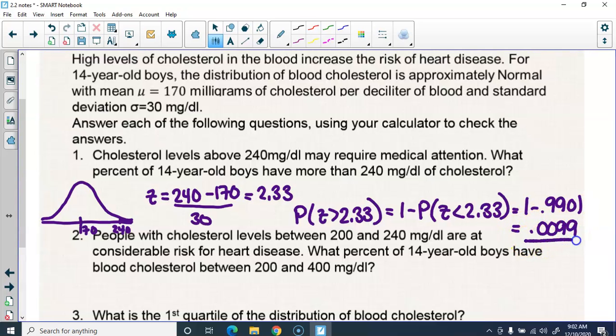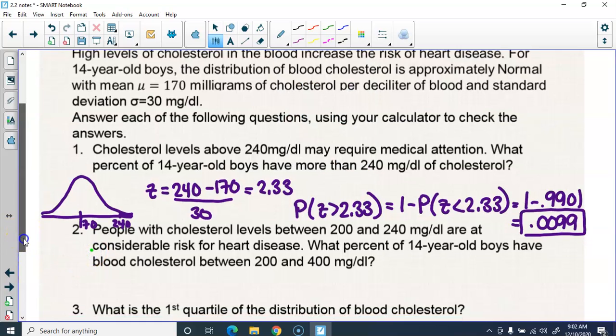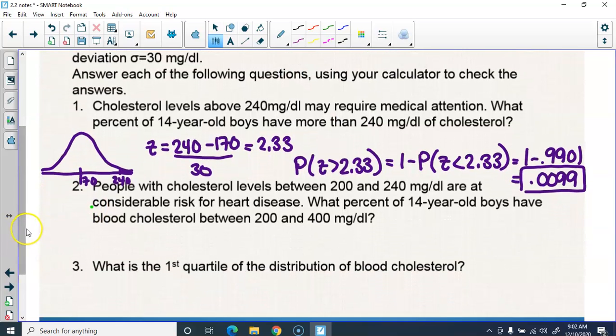0.0099 is the percent of boys that are above that, about 1% or so. People with cholesterol between 200 and 240 are at risk for heart disease. What percent of 14-year-old boys have cholesterol between 200 and 240? 400 would be dead.